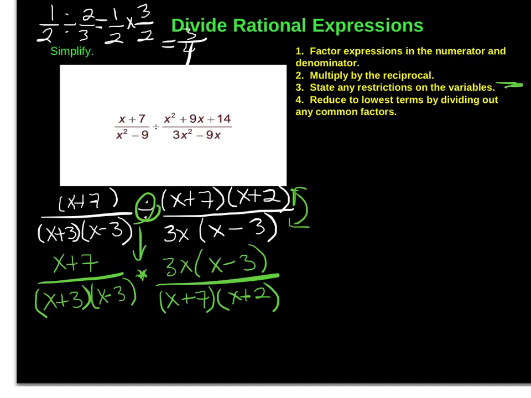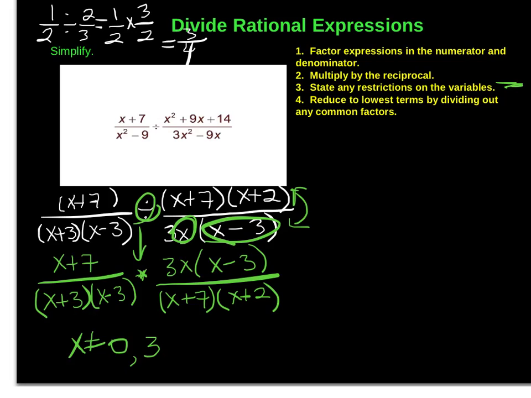Okay, so we're actually going to do it in order this time. So what are my restrictions? Well, if you notice here, in the original question, we've got x in the denominator, so x can never be equal to 0. Then we've also got this x minus 3 business. So that means that x can never equal positive 3.